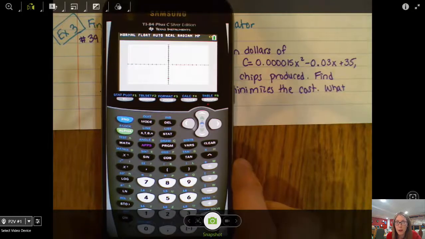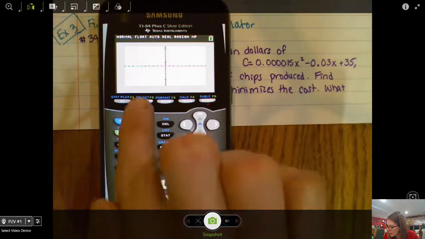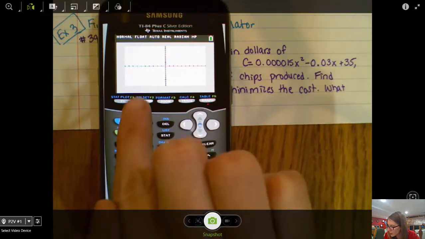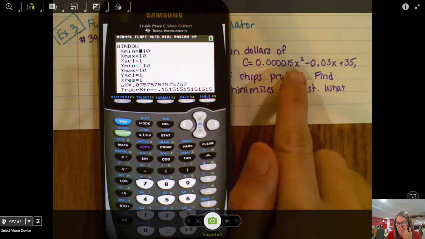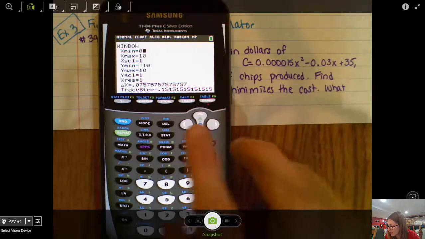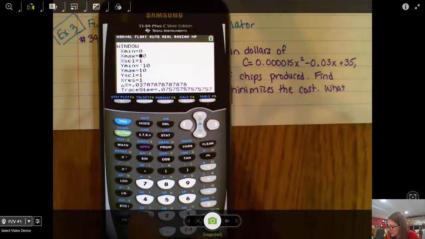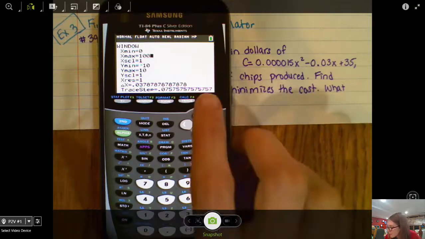And we might have to play around with our window a little bit in order to find where our graph actually is. So I am going to change my window. And I know X is talking about the number of computer chips that are produced. I don't think we probably really need any negative values. And then my X max, I'm going to start off with 100. We'll see if that's enough.